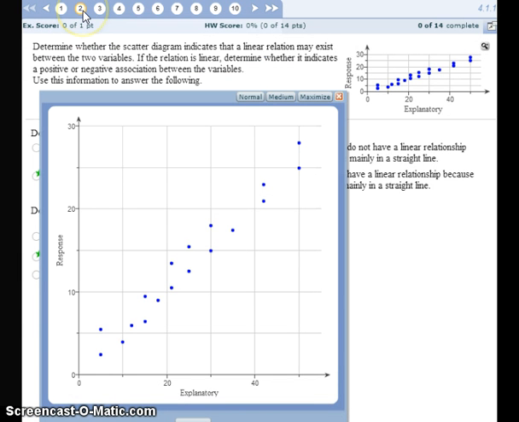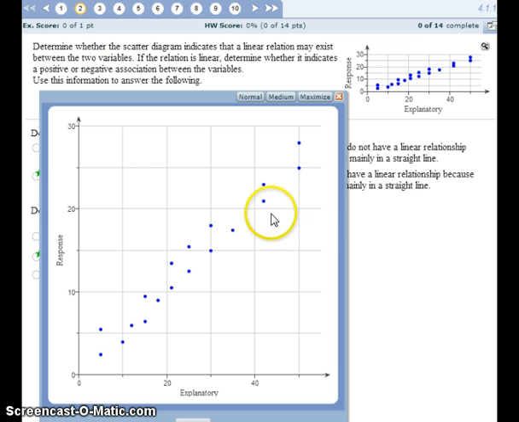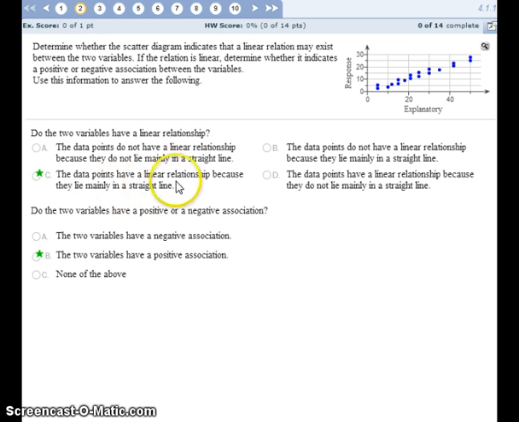Number 2 here, basically the same type of question. I've again blown up the scatter diagram, and you can see all of these points lie along a similar line that would be slanted upward here. And so the data points have a linear relationship because they lie mainly in a straight line, and then it's a positive association because a line would have a positive slope if you drew a line that goes along that trend of the data points.